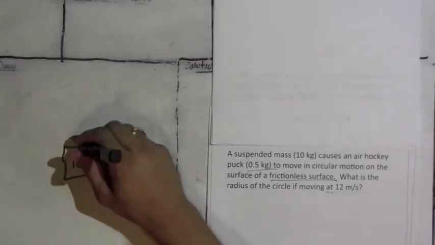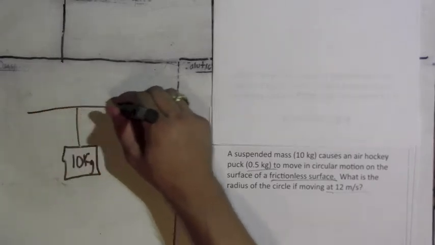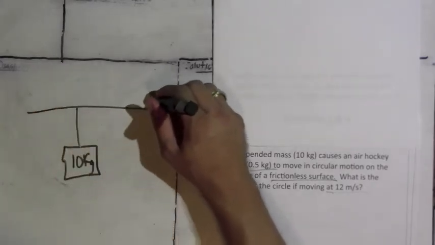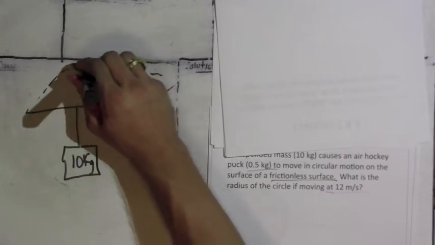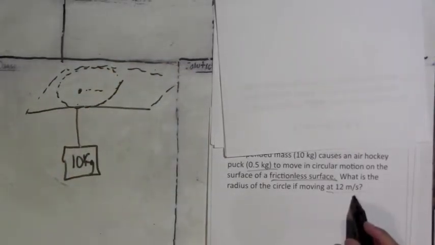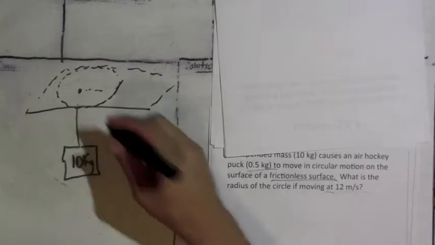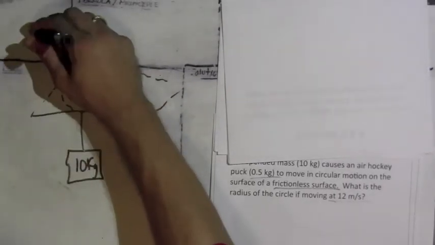So basically you have a 10 kilogram object that is somehow hooked up to a table, and that table is kind of a three-dimensional drawing. That table is somehow making a puck move in a circle and move with the velocity of 12 meters per second. You're trying to figure out what the radius value is. Okay, this one's a little tricky, so let's go ahead and look and see what we have.